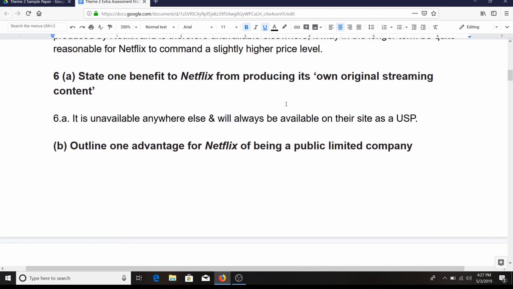We've got a 1-mark state 1 benefit here. Okay, so again, this just needs to make sure that we can see the application to Netflix and will always be available on their site as a USP, okay, and that is their own content, of course.